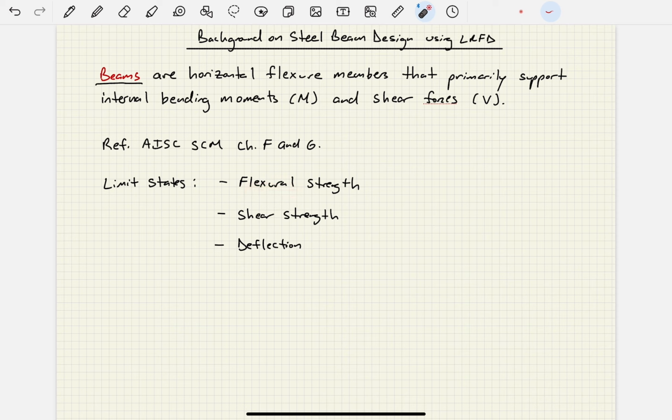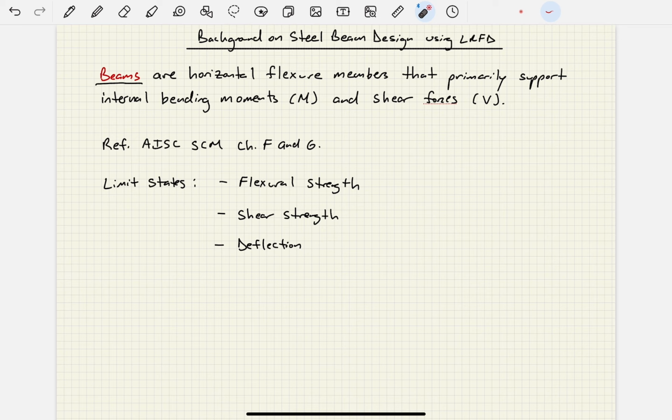So in general, when we deal with steel beam design, there are three collections of limit states that we investigate. The first collection of limit states deals with the flexural strength or the moment strength. The second collection deals with the shear strength, and then the third limit state is deflection. And again, chapters F and G really dive into flexural strength and shear strength in particular, okay?